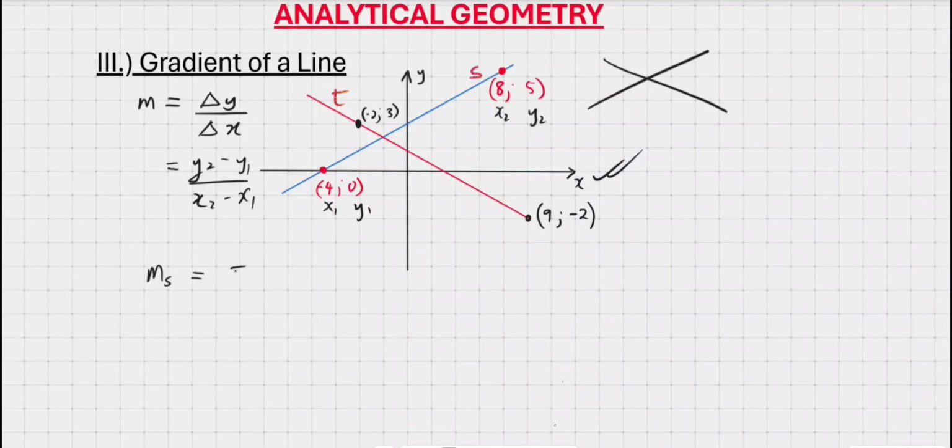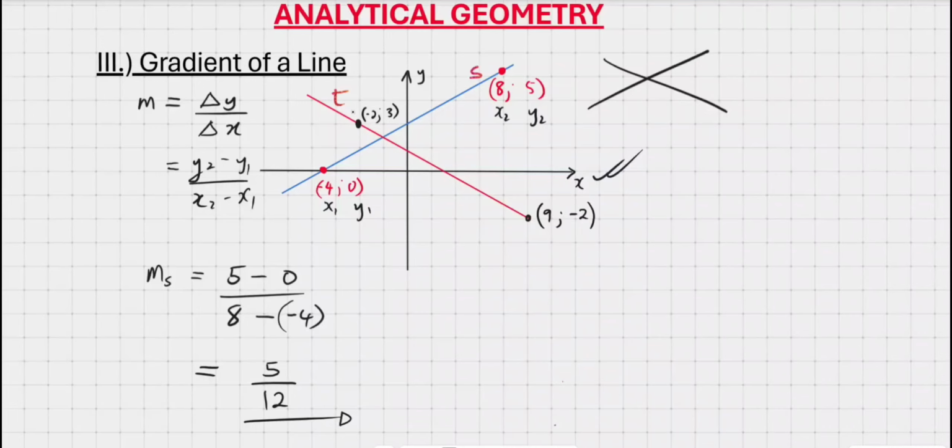I'm not going to repeat the formula, but when you are answering the questions, you have to write the formula first. So that's 5 minus our y1, which is 0, over x2, which is 8, minus x1, which is minus 4. So that's minus minus 4 like this. This simplifies to 5 minus 0, we get 5. 8 minus minus 4, that's 8 plus 4, which is 12. So our gradient is 5 over 12. That's the gradient of line S.